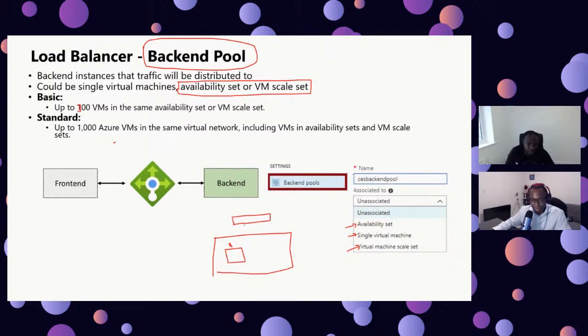So it's got to be standard all across. If I'm going to be having standard, then the public IP addresses of my virtual machines also have to be standard. So that's what it's complaining about.